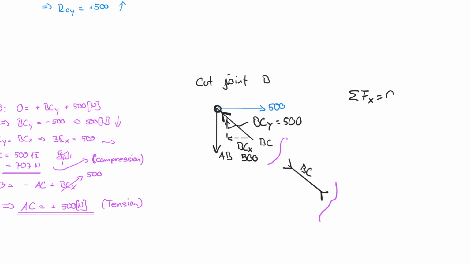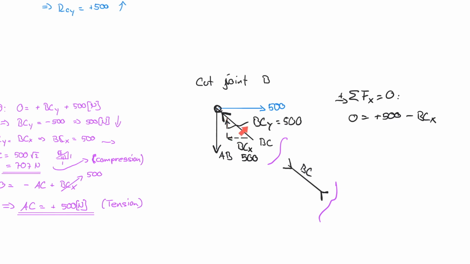sum of the forces in the x direction being equal to 0, to the right positive, and 0 is equal to plus 500 minus BCX. And so you see, if I would have started at this node, I would have gotten the same result, right? So if I would have started with joint B, I would have found that BCX is equal to 500. And then I also would have found that BCY is equal to 500, because it's acting in the 45 degree triangle.